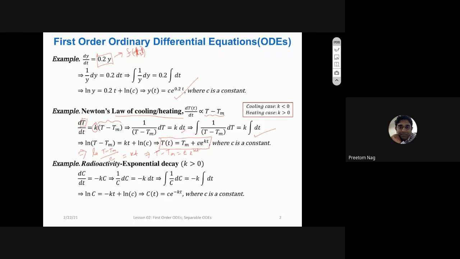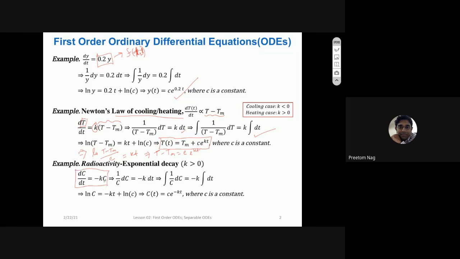Okay, so radioactivity exponential decay. Radioactivity exponential decay is what? Sometimes radiation keeps happening, right? Some items can exponentially decay. Okay, it happens sometimes. So in that case, dc by dt, that means the concentration of a particle of an item, can be decaying by this law. It follows a law and keeps decaying. So dc by dt will be equal to minus kc.